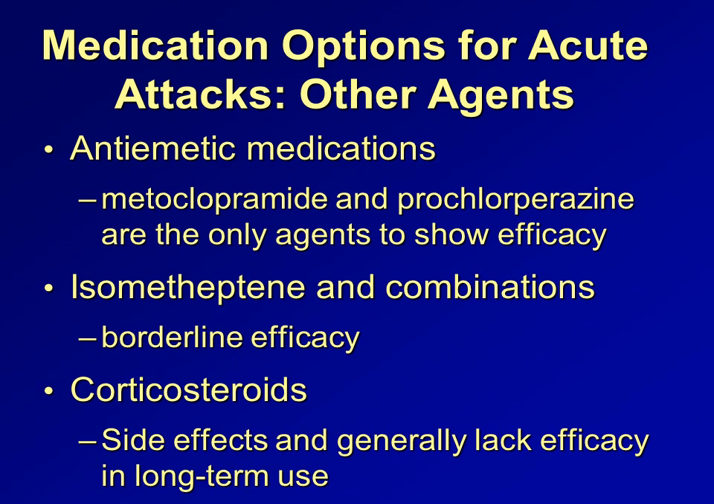Some antiemetic medications have been used for the treatment of migraine headaches. In general, the only agents to demonstrate efficacy have been metoclopramide in the IV form and prochlorperazine in the IV, IM, or rectal form. These agents have limited utility, and the ideal candidate for this approach is a patient with severe nausea and vomiting who also needs a sedating side effect to their treatment. Isometheptene and combinations such as Midrin and Duradrin in general have shown borderline efficacy in the treatment of migraine headaches.